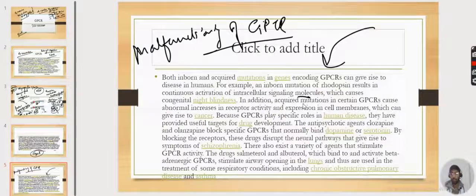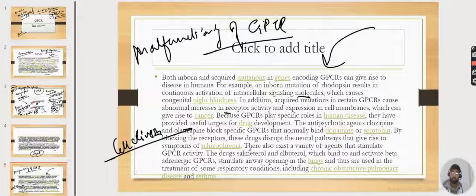For example, what happens if your GPCR is not working properly? We would have a lot of continuous signals, causing an abnormal increase in receptor activity. It would result in cell division. As we are continuously getting signals, protein synthesis would take place, as it directs the cell to make proteins and undergo cell division.